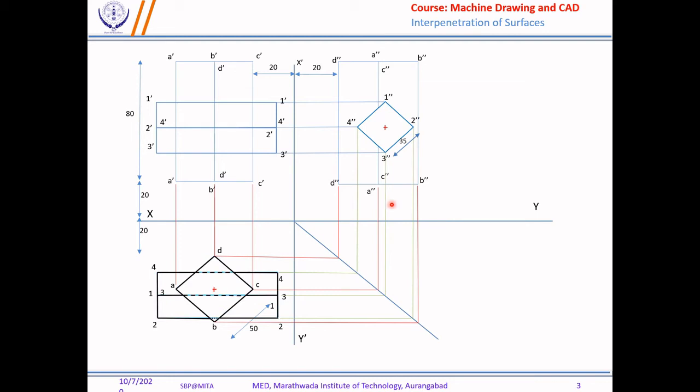Next, we need to convert this top view in the correct way, because the horizontal prism is penetrating the vertical prism, so the hidden lines are represented here.